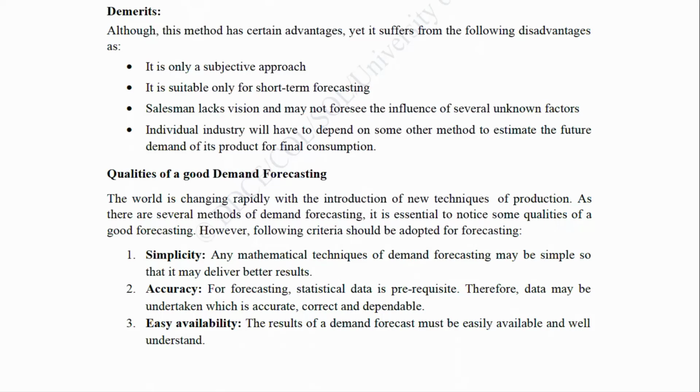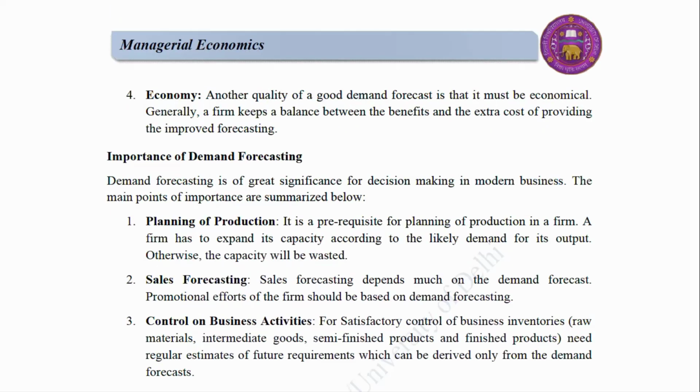1. Simplicity. Any mathematical technique of demand forecasting should be simple so that it may deliver better results. Second, accuracy. For forecasting, statistical data is a prerequisite. Therefore, data which is accurate, correct, and dependable should be used. Third, easy availability. The results of a demand forecast must be easily available and well understood. Fourth, economy. Another quality of a good demand forecast is that it must be economical. Generally, a firm keeps a balance between the benefits and the extra cost of providing the improved forecasting.